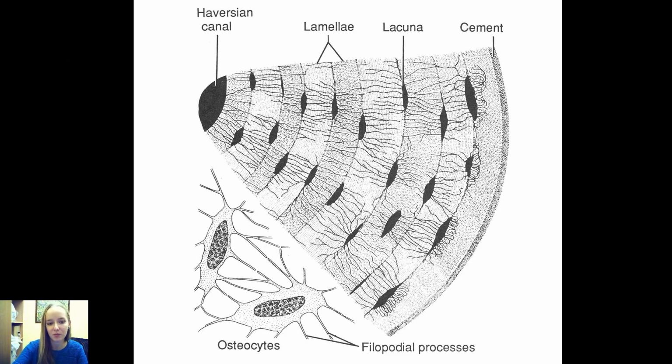So you should know about these filopodia, these processes, because they're crucial in the nourishment of the bone. Yeah, we're going to learn more about this structure.